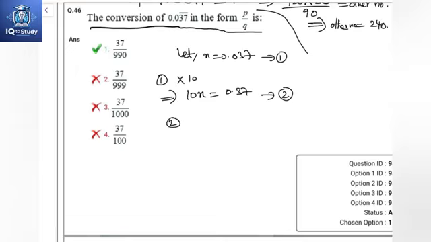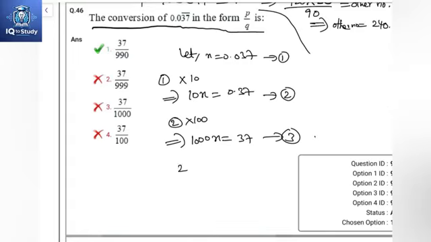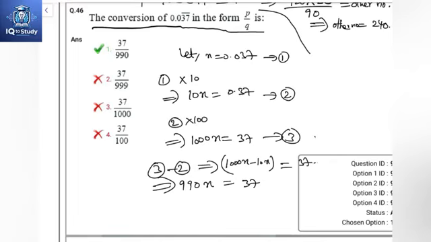And next, multiply by 100 in equation 2. That implies 1000x is equal to 37. Let it be equation 3. Now subtract equation 2 from equation 3. That implies 990x is equal to 37. It's because 1000x minus 10x is equal to 37 minus 0.37, which implies x is equal to 37 by 990. So option 1 is correct.